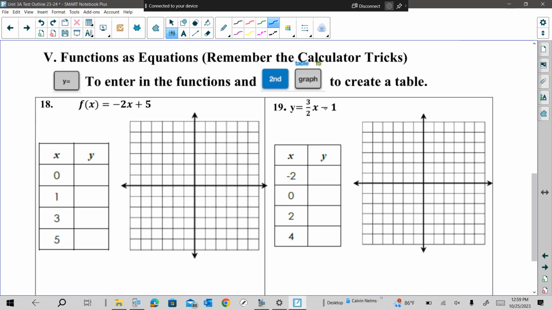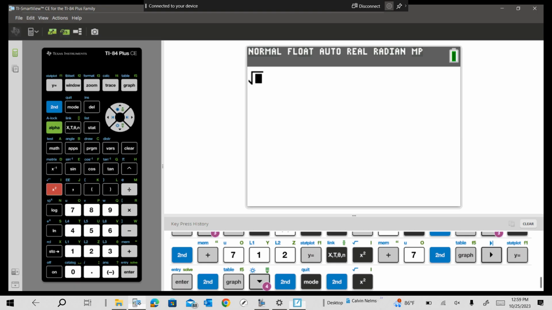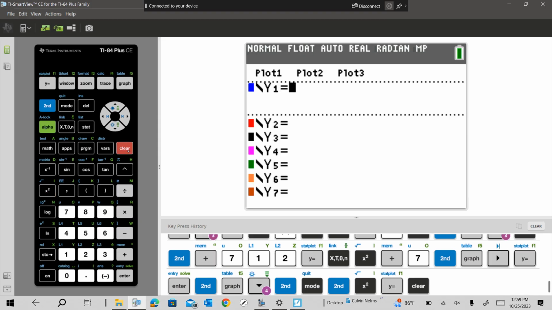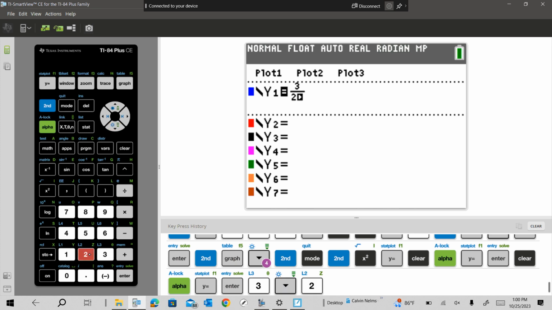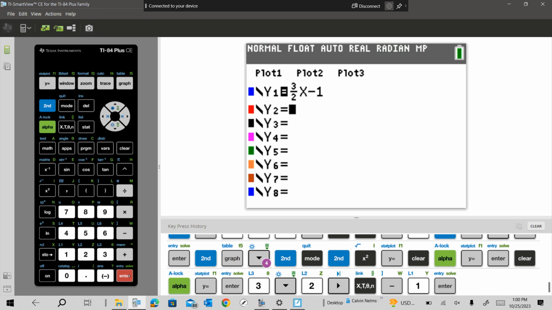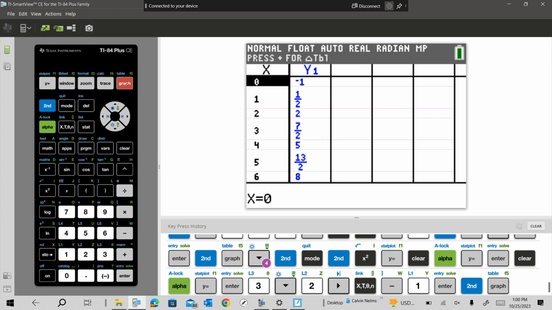So I'm going to show you a new little trick as well. If you go to y equals, we're going to clear this out. We're going to put 3/2 x. Alpha, y equals, enter gives you the fraction box. I'll do that again. Alpha, y equals, and then enter gives you your fraction box. The 3 goes on top, 2 goes on bottom, arrow to the right to put your x. And then we're going to have minus 1. Isn't it minus 1 or is it plus 1? Minus 1. Yeah, okay. All right, so then we're going to go second graph to our table.